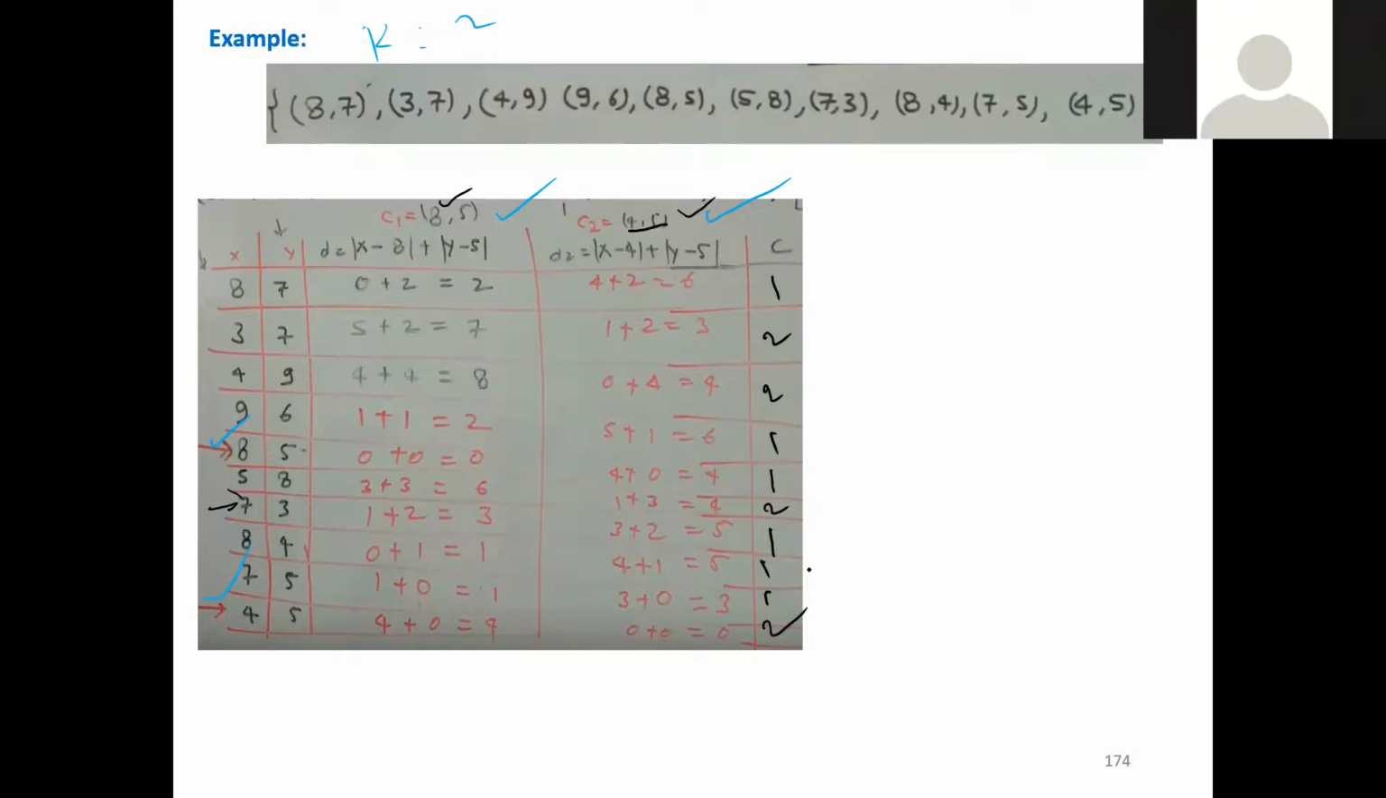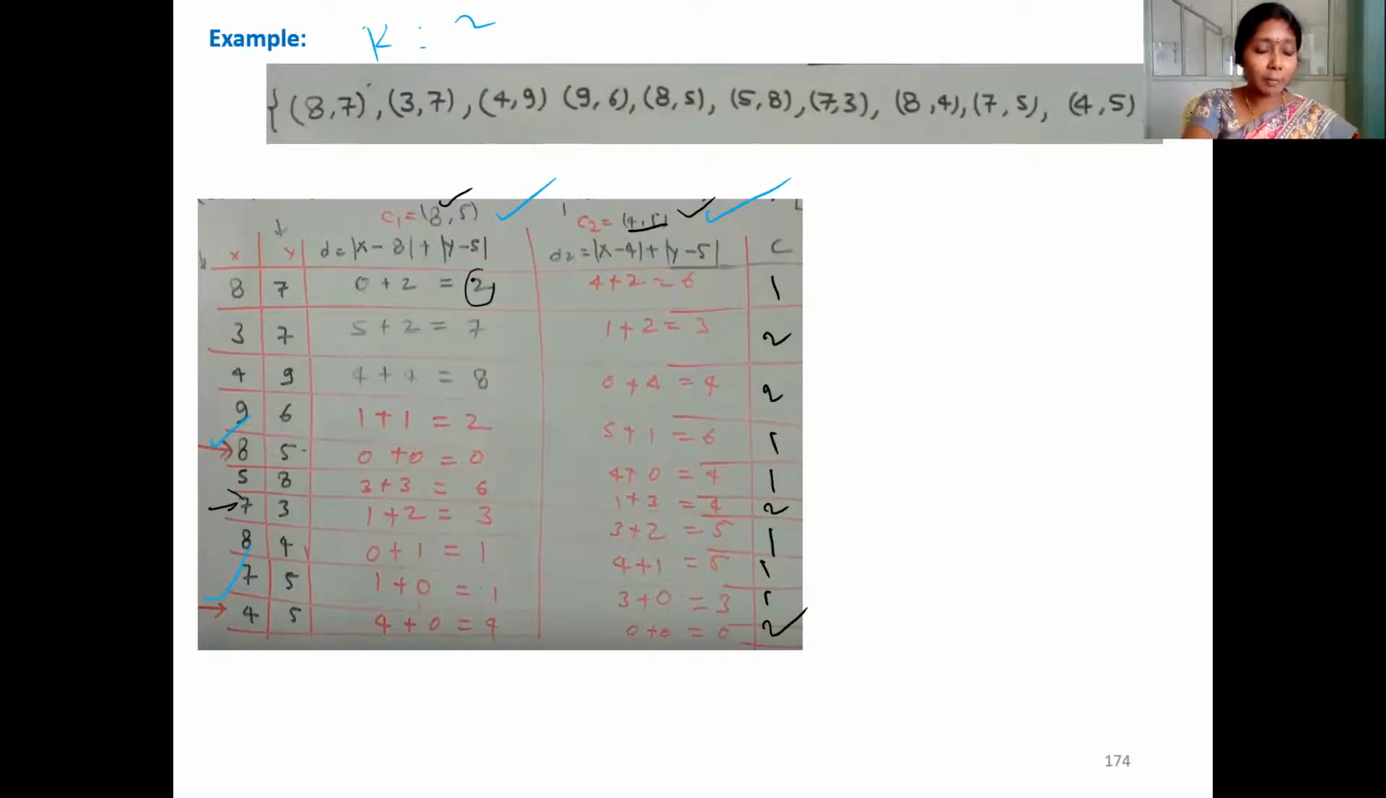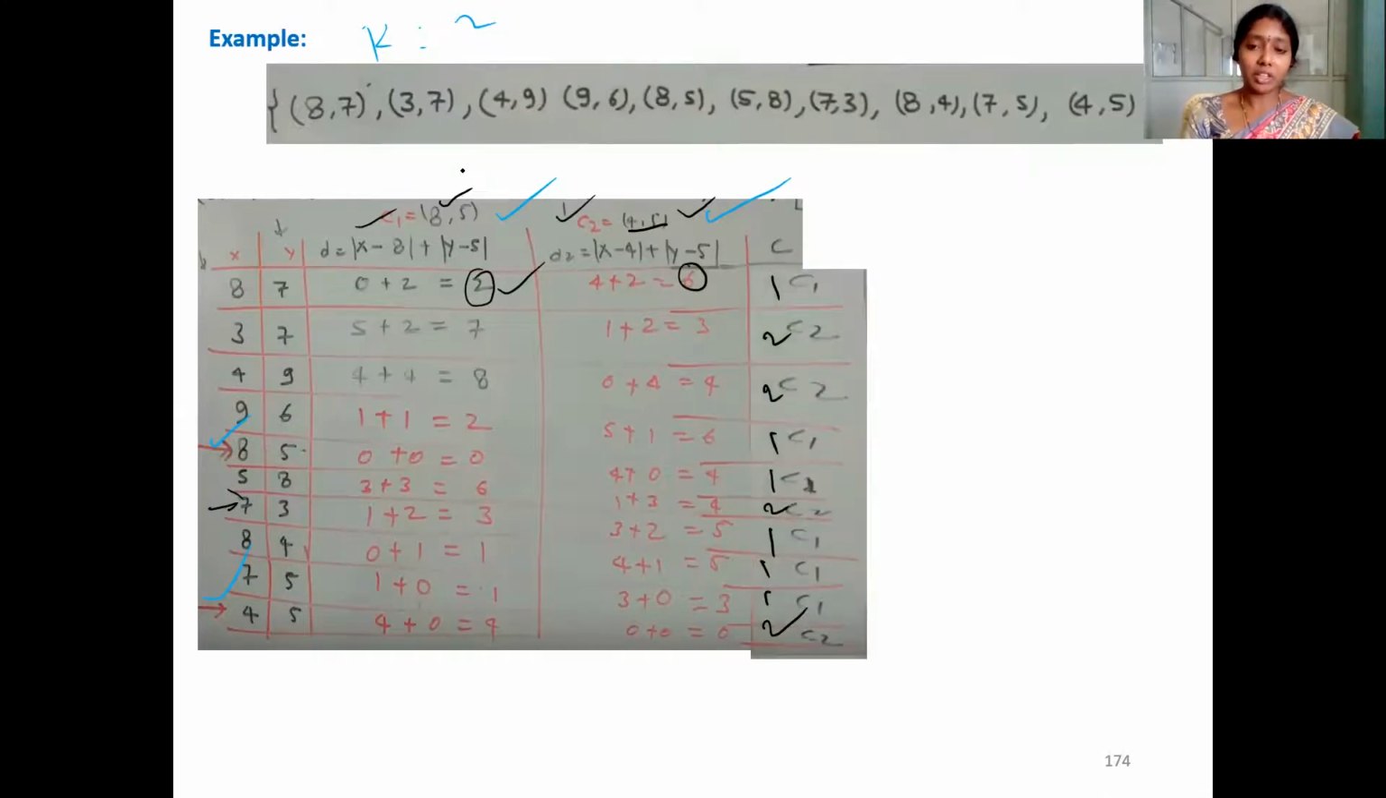This is based on distance, ma'am. Here we need to compare these two distances. Since 2 is lesser than 6, 8, 7 is nearer to 8, 5 than 4, 5. Since 8, 7 is nearer to this medoid, this representative, you can assign it to cluster 1, since this is cluster 1 and this is cluster 2. Like this, you can form the clusters first. This is same as k-means, right? So these are the generated clusters.